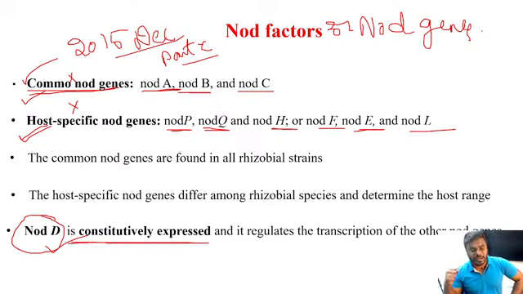constitutively expressed gene. What do you mean by the word constitutively expressed? Constitutively expressed means continuously expressed. NodD is present in my body. I am a bacteria, and in my body nodD is present. Whatever the condition may be, that nodD gene has to be expressed continuously. Only when nodD is expressing continuously can it express the host specific genes and common nod genes.